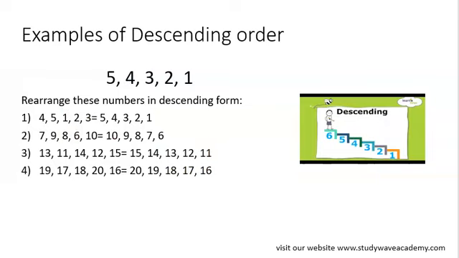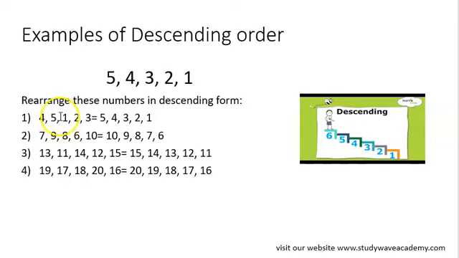We have our examples here. We are to rearrange these numbers in descending order, from the biggest to the smallest. Number 1: 4, 5, 1, 2, 3. The biggest number here is 5, and the smallest number is 1.